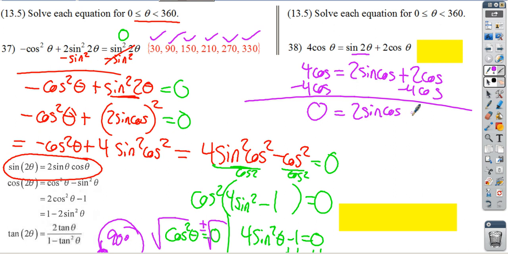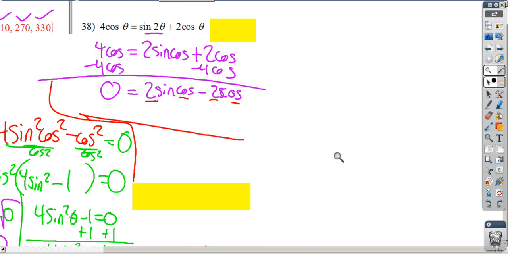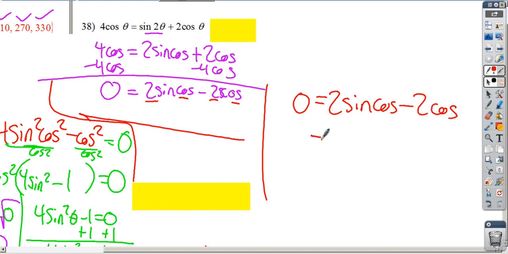So 2 cos minus 4 cos is minus 2 cos. And yes, they do have a common factor. It looks like they have a 2 cosine in common. There's the 2 and there's the cosine. So let me give some more space here so that we don't get lost with that other work. So I'm just going to rewrite this. 0 equals 2 sine cosine. Let's pull out a 2 cosine right here. And when you pull out a 2 cosine from this one, you're just left with sine. When you pull out a 2 cosine from this one, you're left with minus 1.